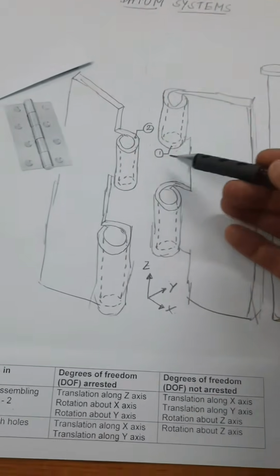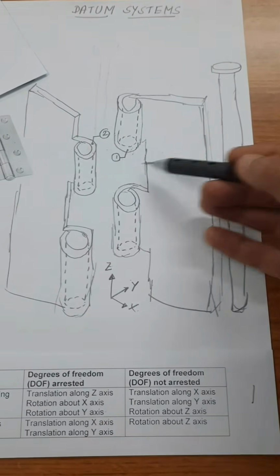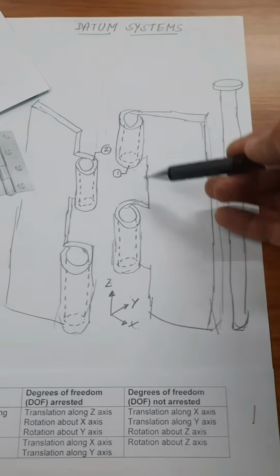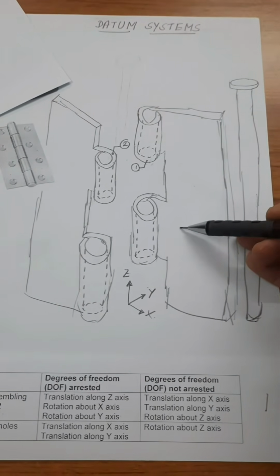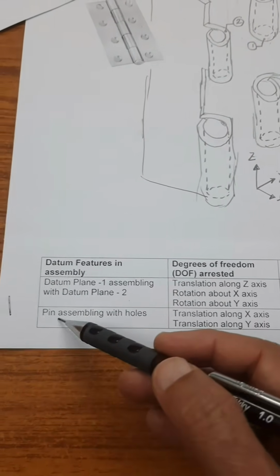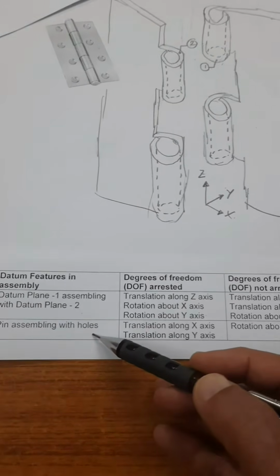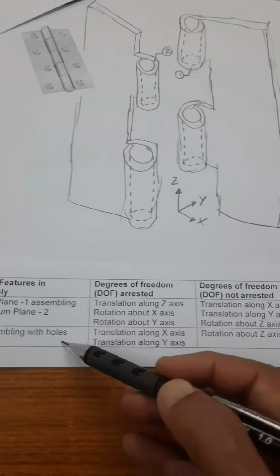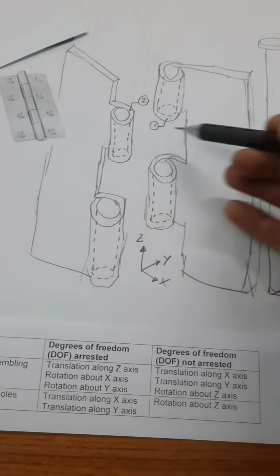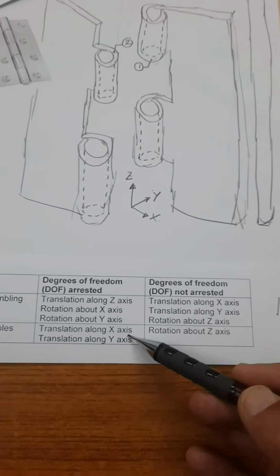For that, we have a pin that is getting assembled into the hole. So we have to place these two leaves together. Then in the hole we have to insert the pin. So that forms the door hinge assembly. So the pin assembling with the holes results in arresting of some more degrees of freedom. When the pin is placed in the hole, on putting together, then the translation along x is arrested.